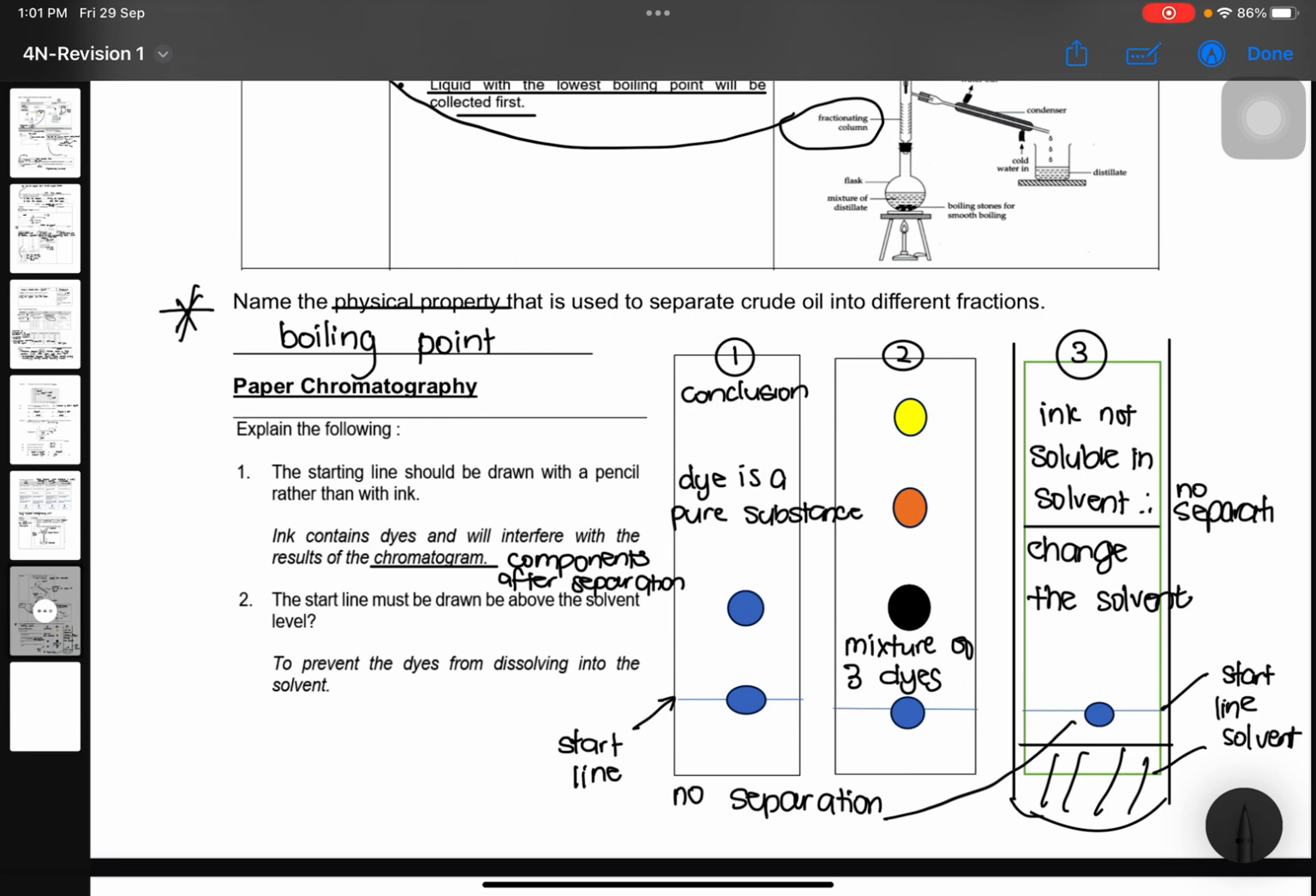So what can you do? You change the solvent to another solvent. Just say change the solvent, you will not be asked to recommend a solvent. Okay, so those are the key points for purification techniques.